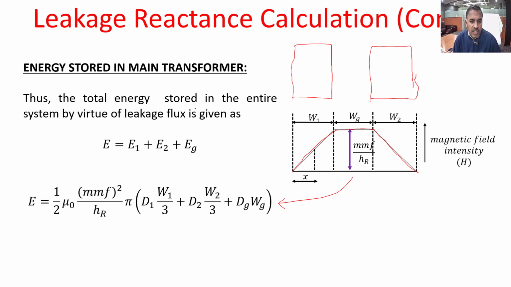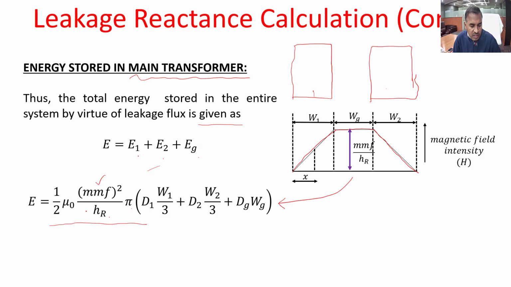So the total energy stored in the entire system by virtue of leakage flux, in the main transformer alone, is E1 plus E2 plus EG, where E1 is the energy stored in the primary, E2 is in the secondary, and EG is in the gap. It is given by half mu naught MMF square divided by HR, pi into D1 plus W1 by 3, the width by 3, D2 into W2 by 3 plus DG into WG. D1, D2, DG are the mean diameters of these windings.